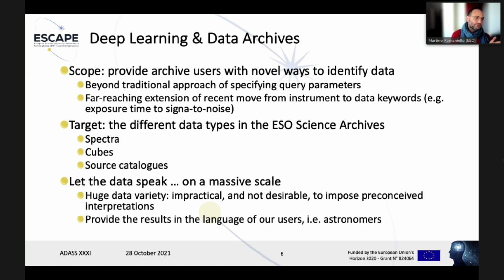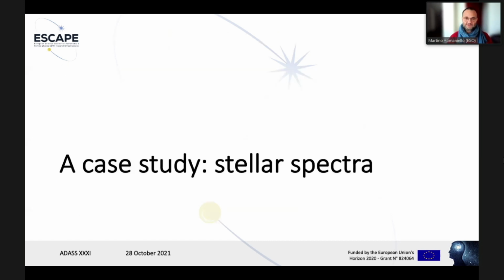What we've tried to do is not to impose any of our preconceptions of what the data look like, but let the machines find that out. That is both for practical reasons, because there's just too much data for us to know the content, and also because we don't want to do that. We want users to do their own science, not us imposing our preconceptions on what users might be able to do or not. So we try to have the machines explore the archive without any preconception.